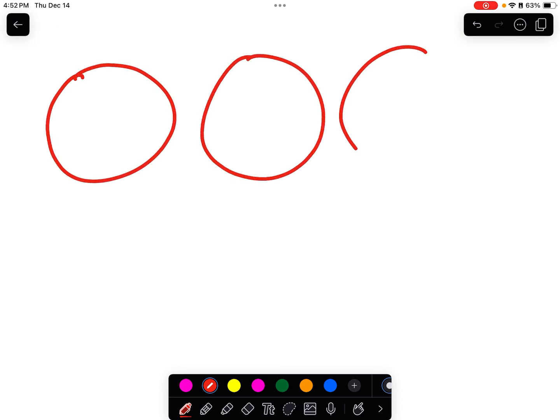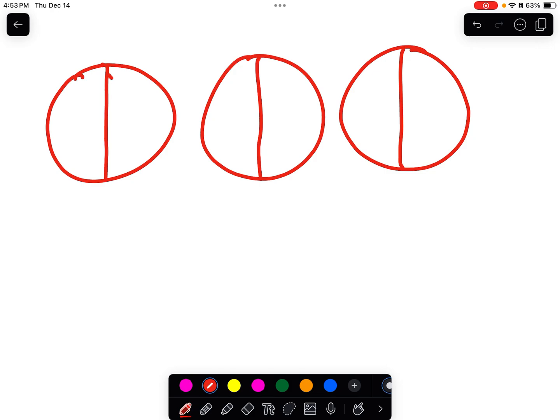We do a lot of pizza talk with fractions because I think a lot of people like pizza. I know I do. I especially think a lot of kids like pizza.